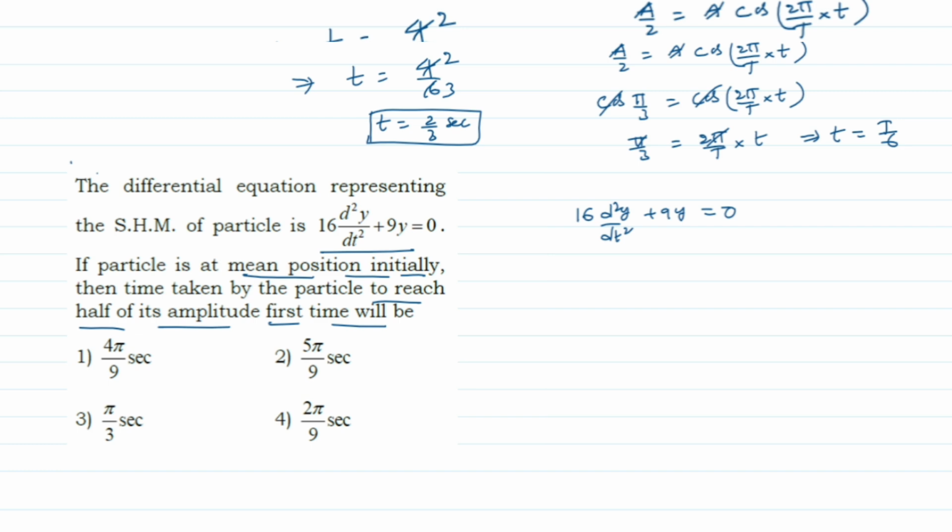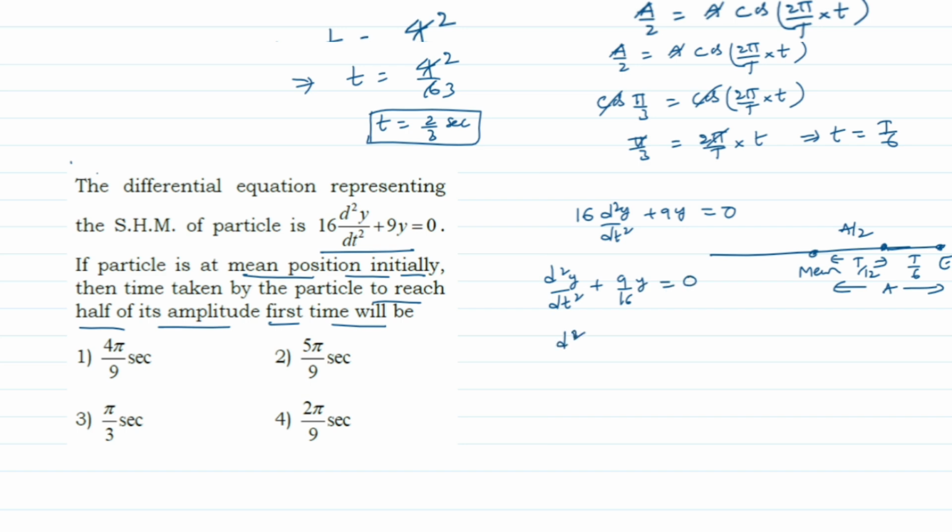Here the particle is initially at the mean position. To reach half of the amplitude, where the extreme position is the amplitude A and half of it is A by 2, that time value will be T by 12 seconds, and to reach from half of the amplitude to the extreme position will be T by 6. Now just simplify this one: d square y by dt square plus 9 by 16 into y equal to 0.